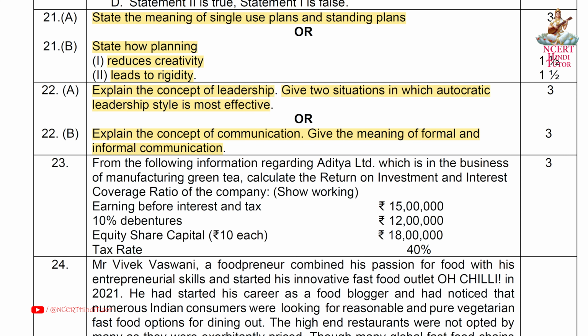Question 23. From the following information regarding Aditya Limited, which is in the business of manufacturing green tea, calculate the return on investment and interest coverage ratio of the company. Show working. Earning before interest and tax rupees 15 lakh, 10% debentures rupees 12 lakh, equity share capital rupees 10 each 18 lakh, tax rate 40%.